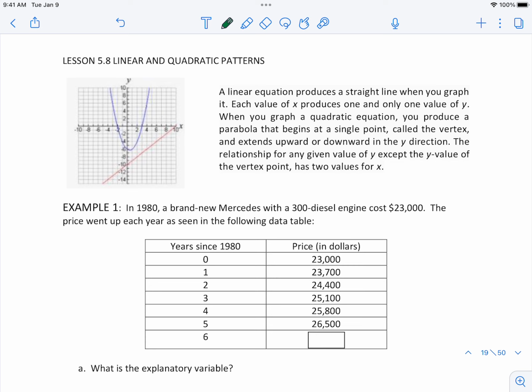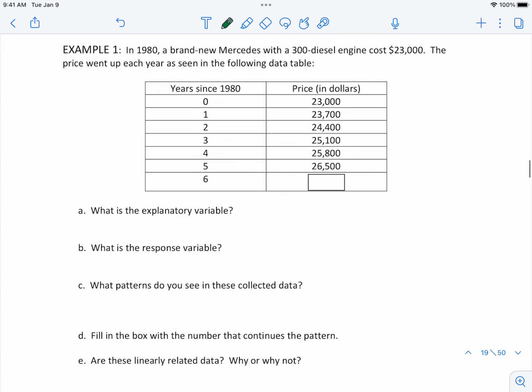So here's our first example. In 1980, a brand new Mercedes with a 300 diesel engine cost $23,000. The price went up each year as seen in the following data table. For question A, what is the explanatory variable? In this case, this is going to be the years since 1980. Question B, what is the response variable? This is going to be our price in dollars.